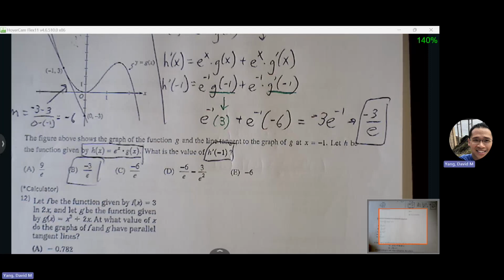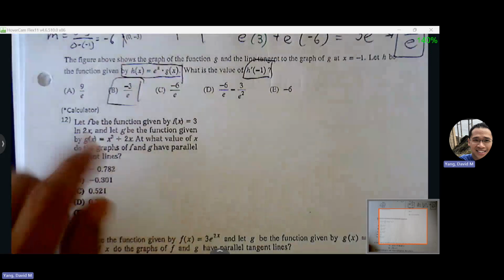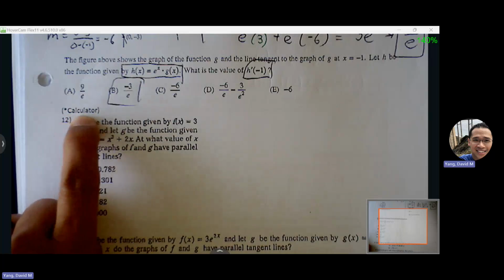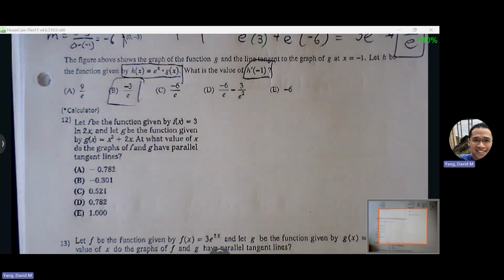Numbers 12 and 13 are calculator questions. I think I want to leave those for you to do on your own for homework, because a lot of these problems are just: find the derivative, and you're basically looking for a critical point, but the critical point is hard to find algebraically. So you're just graphing that derivative and seeing where it crosses the x-axis. A lot of times your calculator active problems use the calculator to solve something that's otherwise difficult to do, so graphing something and looking for the x-intercept. You can try that, and then check with the key a little bit later.